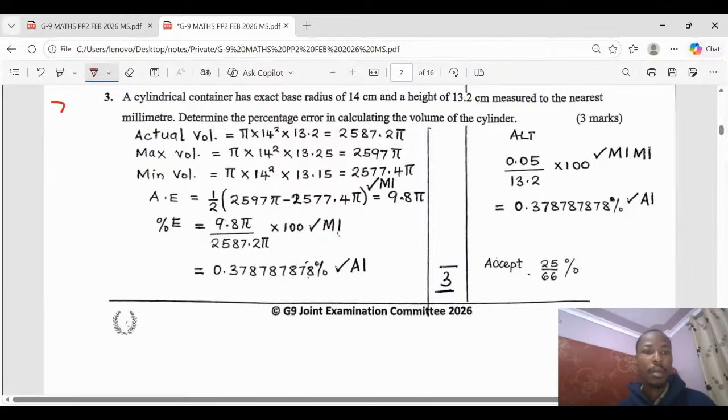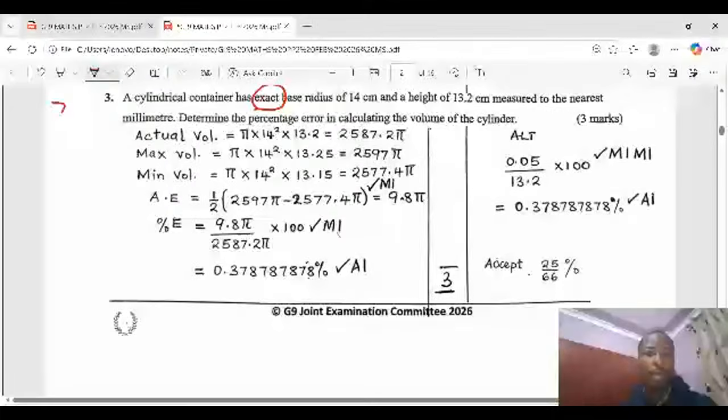Right. Question: a cylindrical container has an exact base radius of 14 centimeters and a height of 13.2 centimeters measured to the nearest millimeter. Determine the percentage error in calculating the volume of the cylinder. Now this is a Form 3 question on the topic of errors and approximation, whereby we are working out relative error, percentage error, absolute error, all those ones that are there in Form 3.